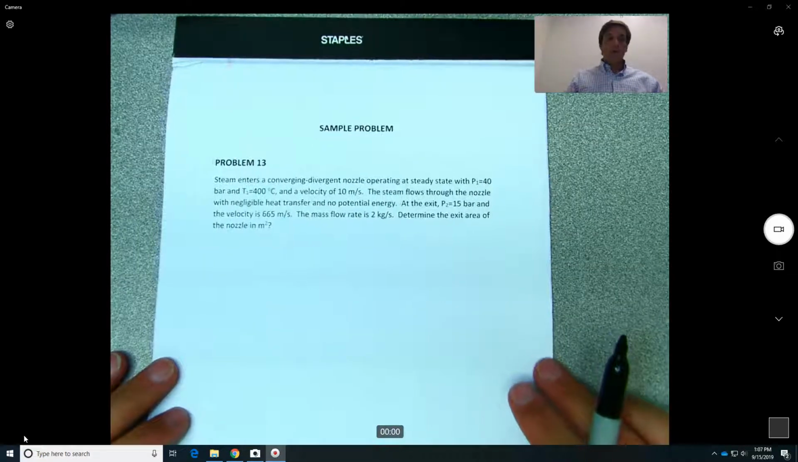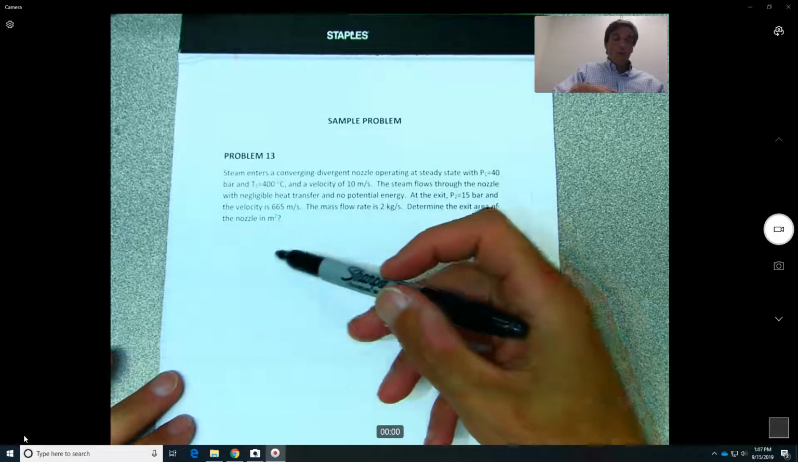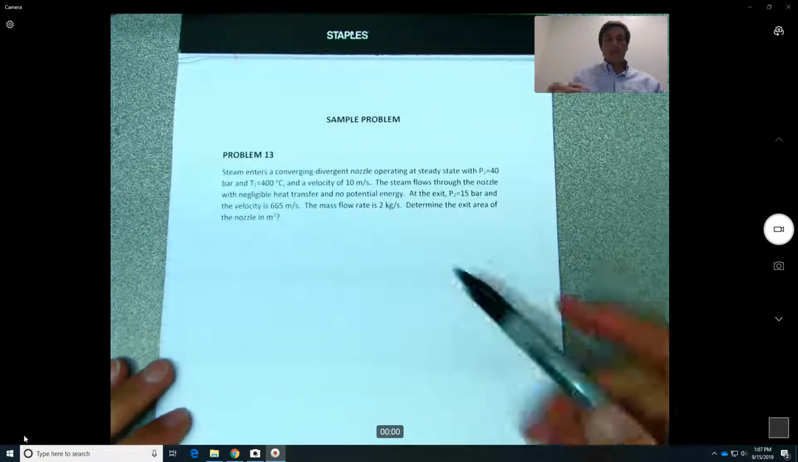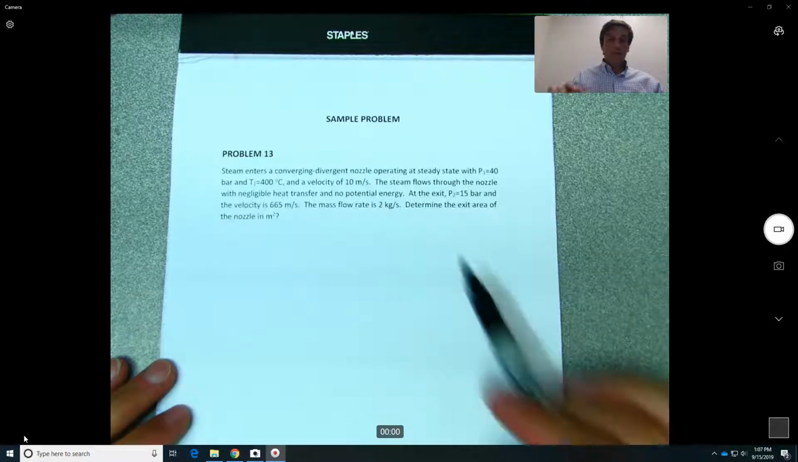Okay, welcome back. So we'll be doing this problem. As I read the problem, for once I'm going to do the figure here so you can see the way I approach the solution of the problem.